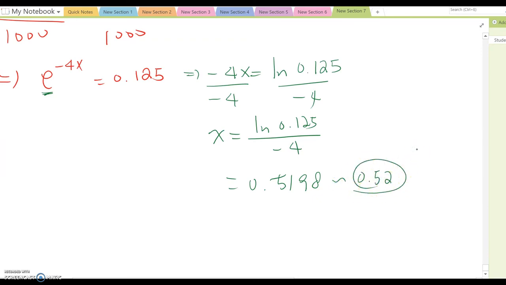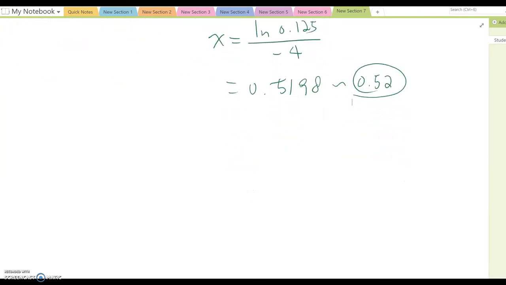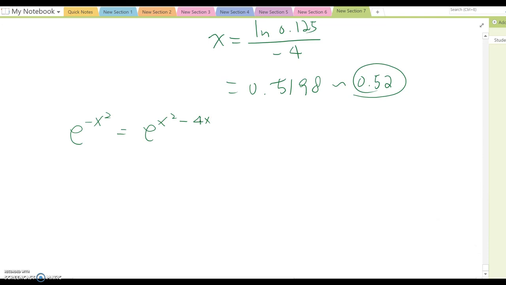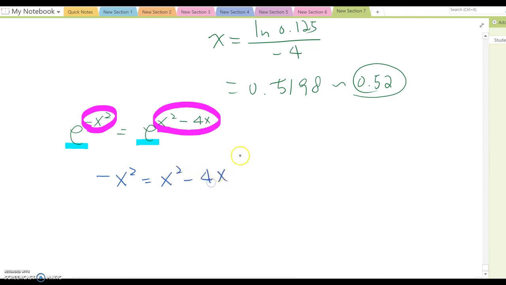Okay, so the last type of question which I want to cover in this video is like this one. e to the negative x squared equal to e to the x squared minus 4x. Fortunately, we have exactly the same base value. So again, if the bases are equal to each other, then the exponents must be equal to each other. So we can set up negative x squared equal to x squared minus 4x.